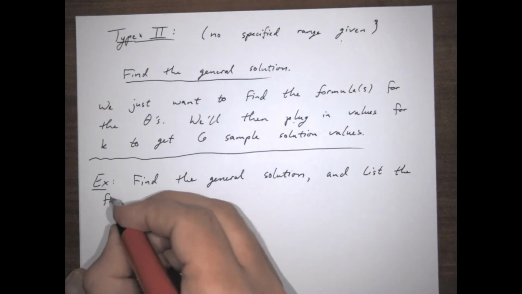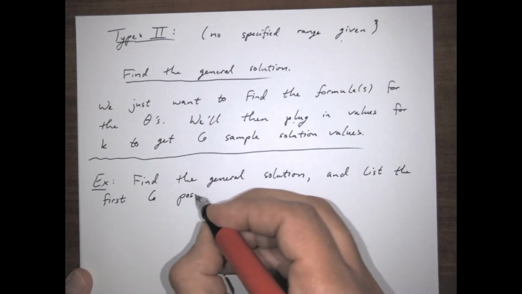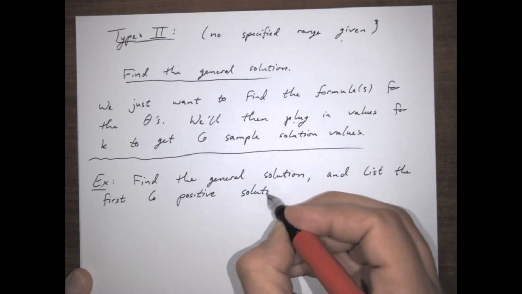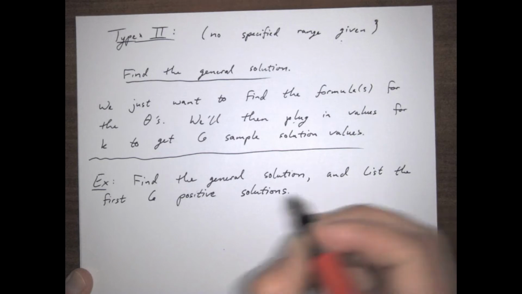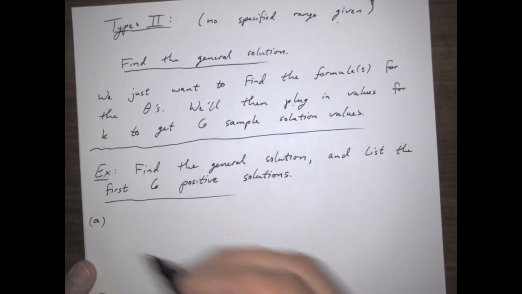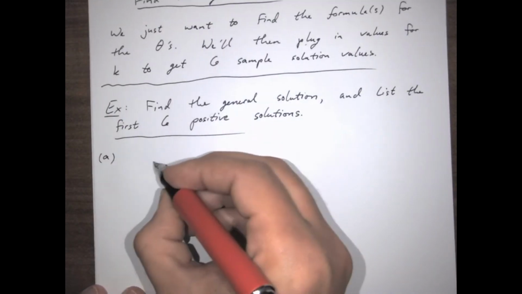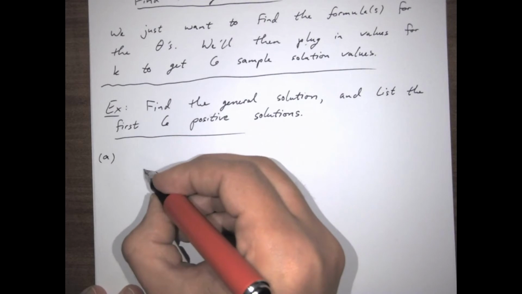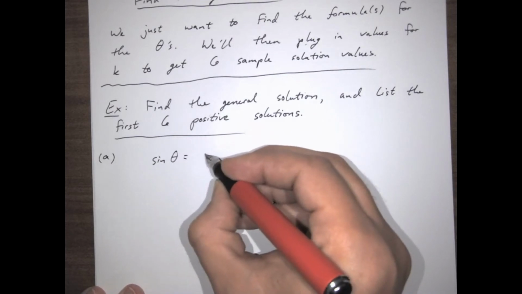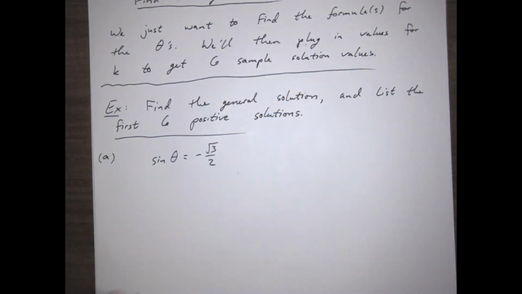And list the first 6 positive solutions. So that's the 6 least positive solutions. Alright, and just as a basic example here, just to start, let's just say we have something like sine of theta is equal to negative root 3 over 2.